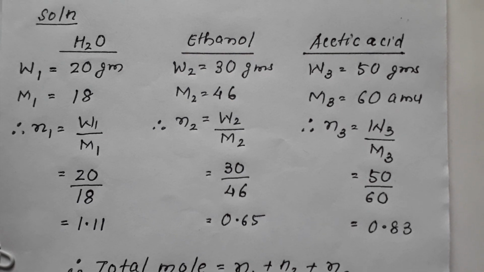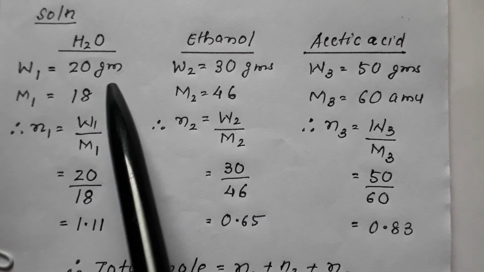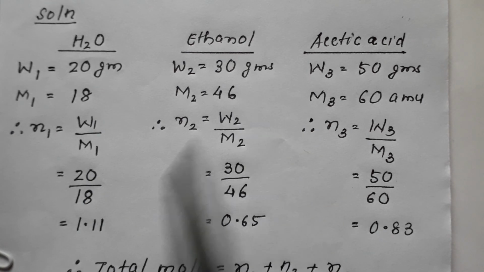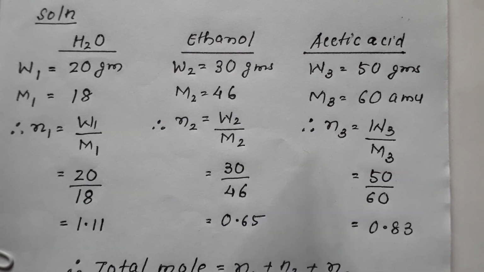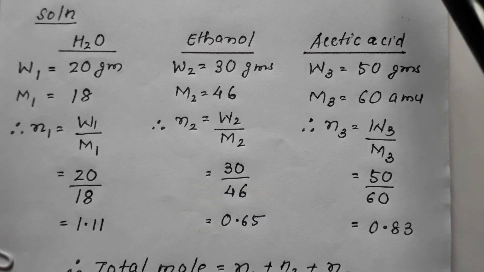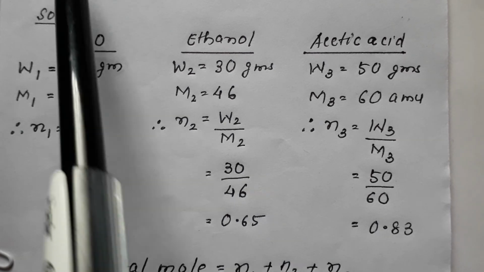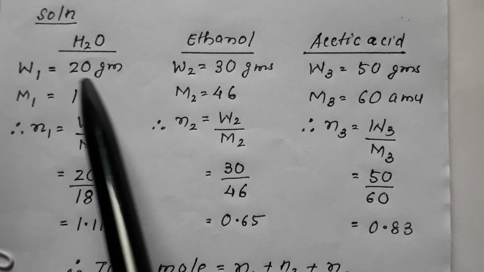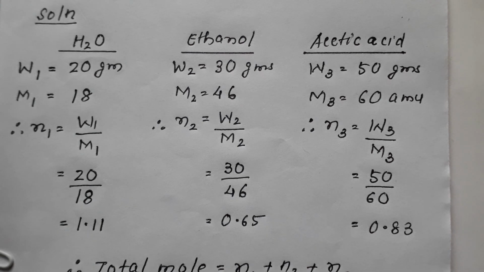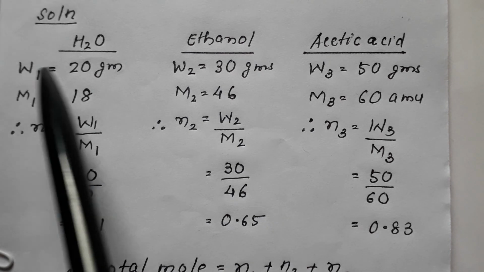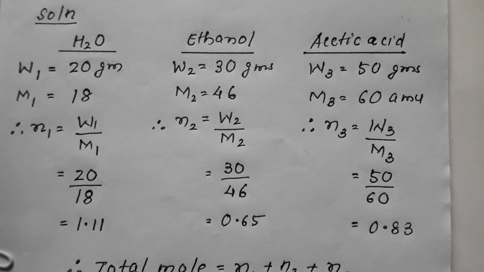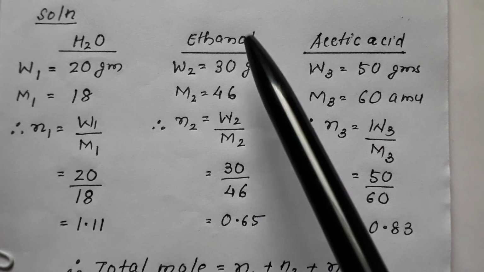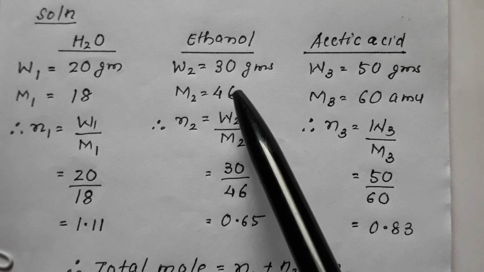So let's begin with the solution. The water given is 20% by mass, ethanol is 30% by mass, and the rest is acetic acid. So the weight of water is 20 grams, that is 20 per 100 grams. The weight of ethanol is 30 grams.